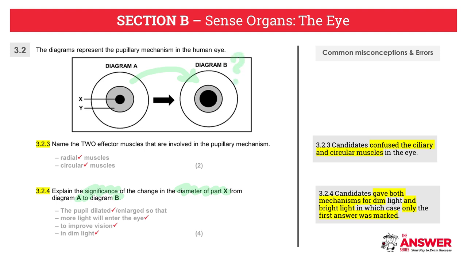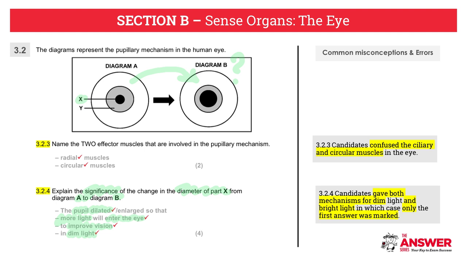So the first thing is that we need to state what we see. From diagram A to diagram B, we see that part X became larger. Or you could say that the pupil, part X, dilated. Now, why did that happen? Most likely because this person was in dim light. That's the typical thing that happens when you are in darker light conditions. Why does it happen? So that more light can enter the eye and a person can actually see in the dim light.